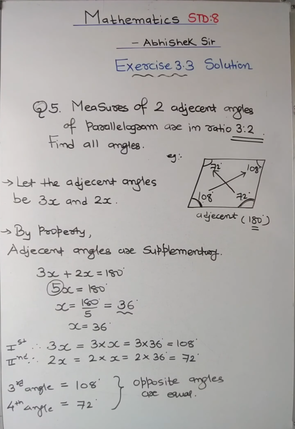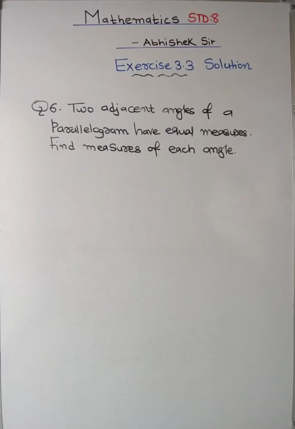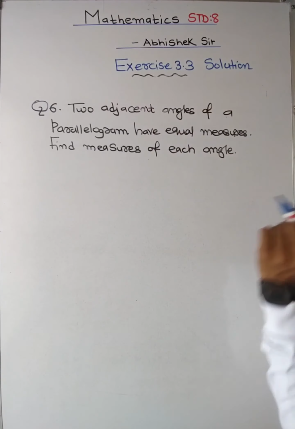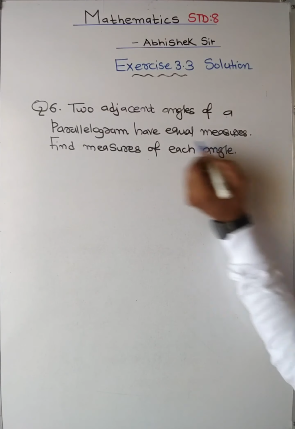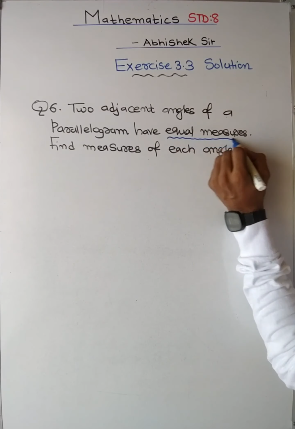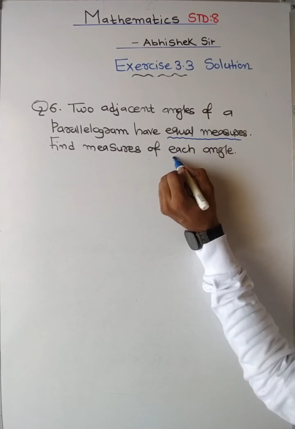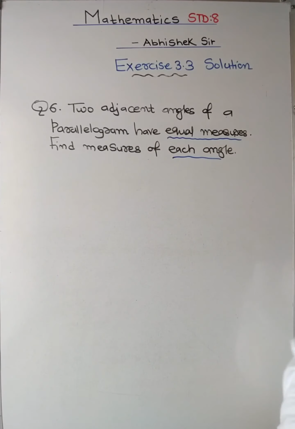Moving on to the next question. Now here we have another question, question number 6. Two adjacent angles of a parallelogram have equal measures. Remember this point, equal measures. Find the measure of each angle. So all four angles have to be found.